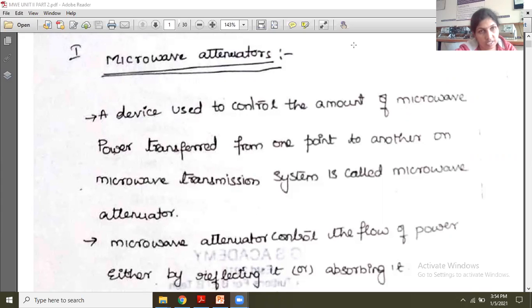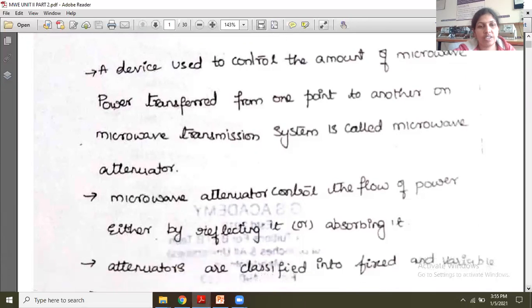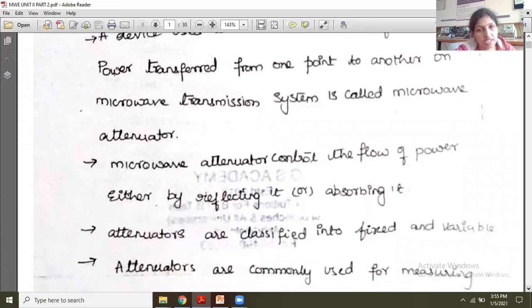Welcome to Microwave Series. Today's topic is Microwave Attenuator. So what is an attenuator? A device which is used to control the amount of power transferred from one point to another point in a microwave transmission system is known as a microwave attenuator. It can control the flow of power either by reflecting it or by absorbing it.